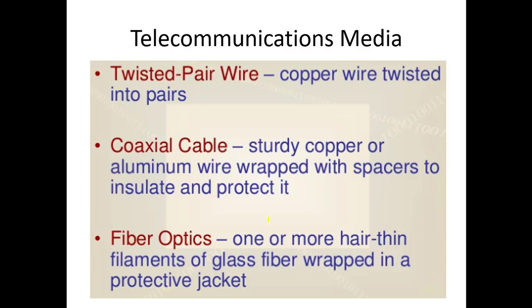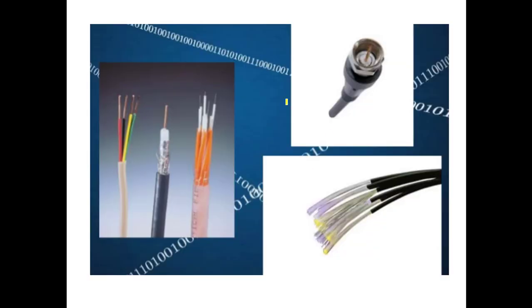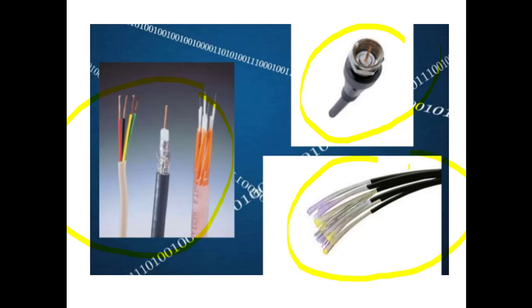So we have here telecommunications media. We have three types of wired telecommunications media. The first one is twisted pair wire. It is a copper wire twisted into pairs. And we have coaxial cable, sturdy copper or aluminum wire wrapped with spacers to insulate and protect it. We can find it at the back of your TV box. Then we have fiber optics, one or more hair-thin filaments of glass fiber wrapped in a protective jacket. So these are the three types of wired media. You will see here the twisted pair, this is the copper wire, and this is the fiber optic.